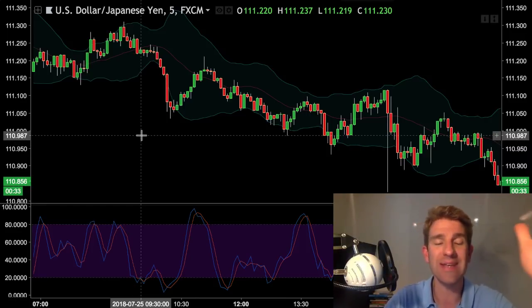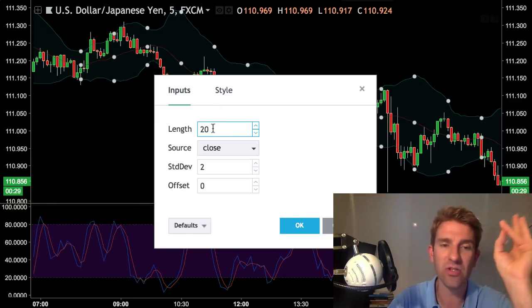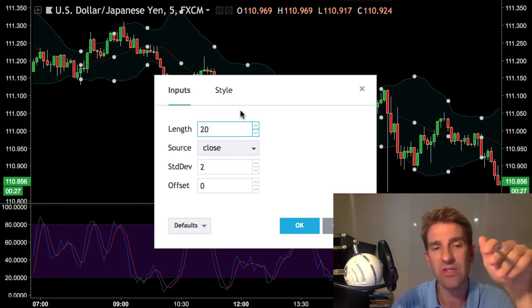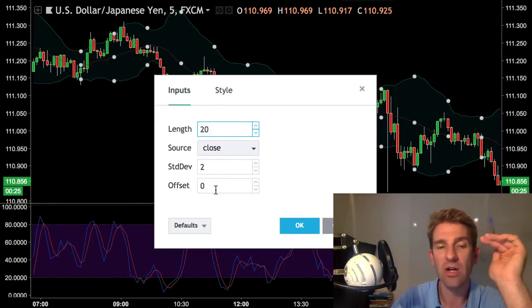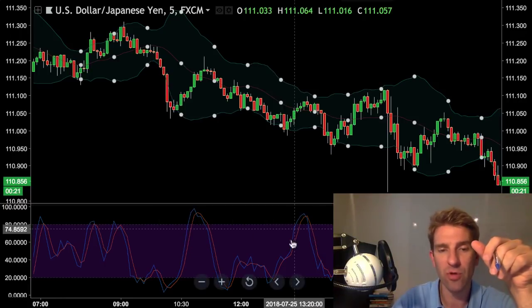What else have I got on the screen? Candlesticks, obviously, and 2 indicators. I have a Bollinger Band set to 20 periods. That's the moving average is 20, 2 standard deviations. Nothing fancy on that. Offset of 0. That will be different depending on what charting platform you use.